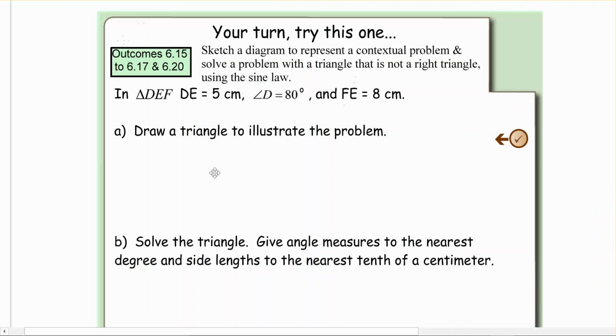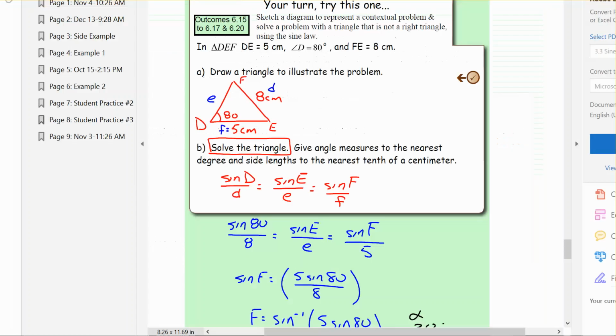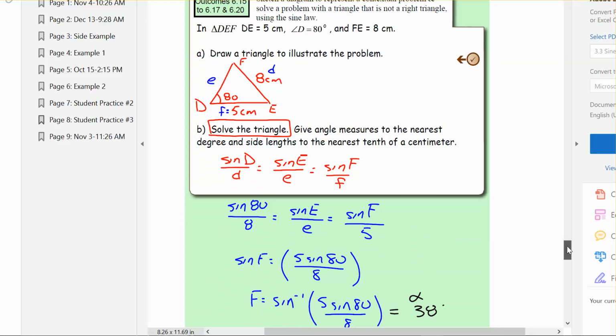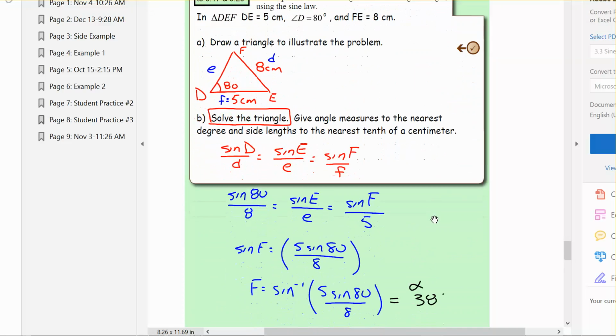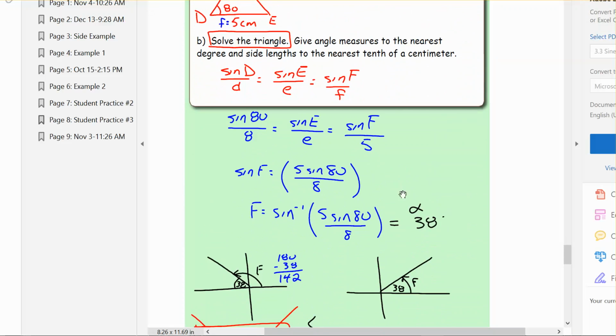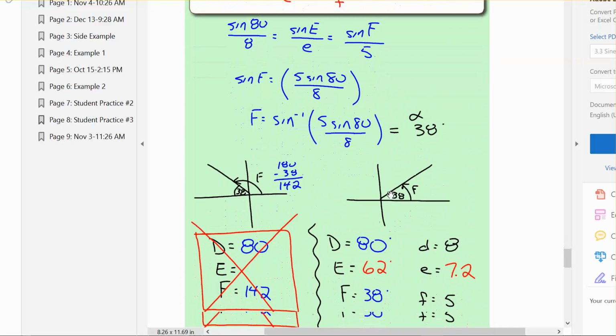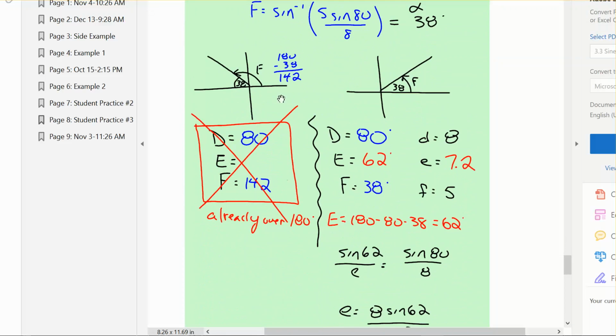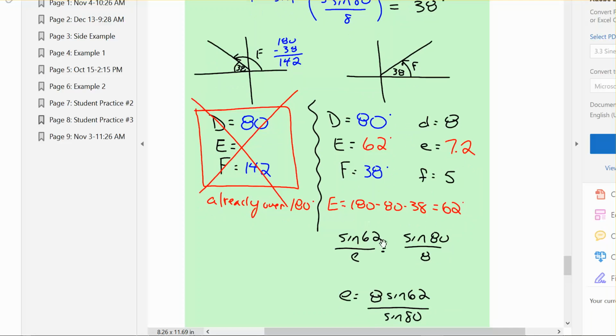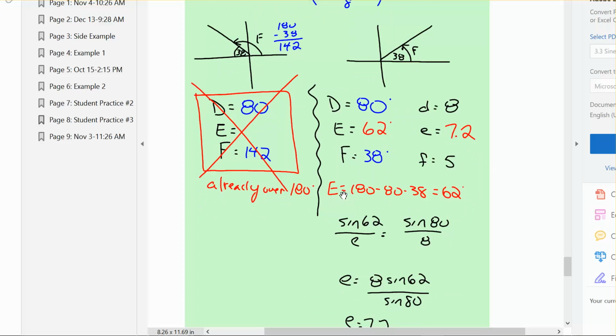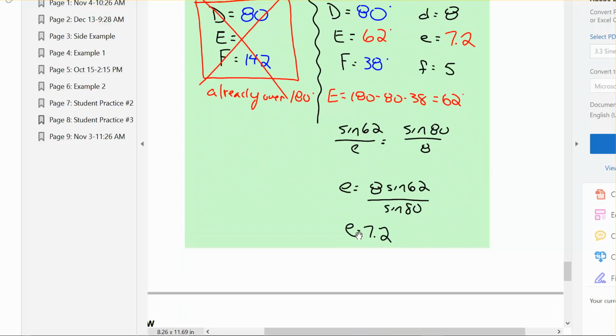Okay, then I'd like you to go ahead and do this question for me, please, and I'll put the answers up once you're done answering. Okay, and here's the answer for this one. Let's scroll down a little bit. Make sure you pause it, or if there's something you're not sure about, pause it and stop at that part to figure it out. So again, this one ended up being already over 180 degrees, and then we determined that this one was 62, and that E was 7.2.